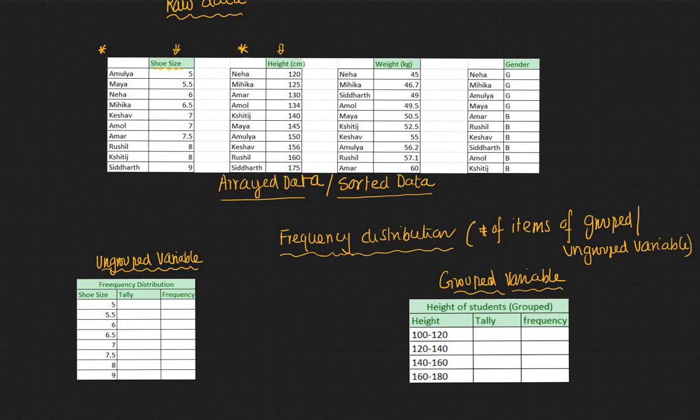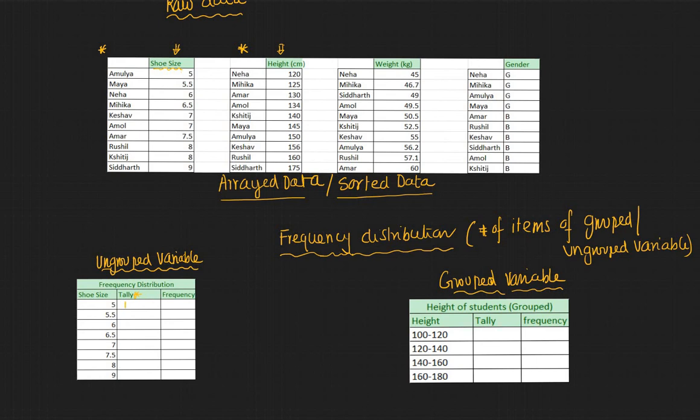So how do you find out the frequency distribution? For that we use a method called the tally method. So here what we do is, let's go through this whole data. The first person is 5, so we say, okay, we put one tally.